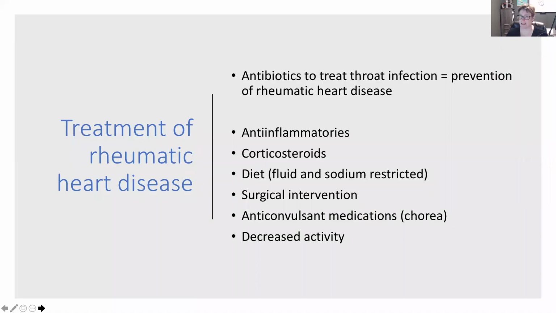In terms of treatment, antibiotics is the main treatment for strep throat. The problem is some people don't finish their antibiotic treatment, and so this is where the risk comes for rheumatic fever. We want to make sure that patients are taking their full antibiotic regimen. Using antibiotics to treat your throat infection is preventative for rheumatic heart disease. So make sure, if you know someone who has strep throat, that they take all of their antibiotics. Even when they feel good, finish off the whole thing, because we don't want to put them at any further risk for developing rheumatic heart disease.